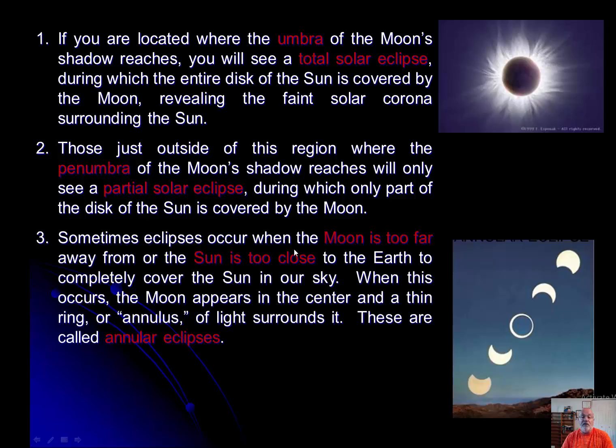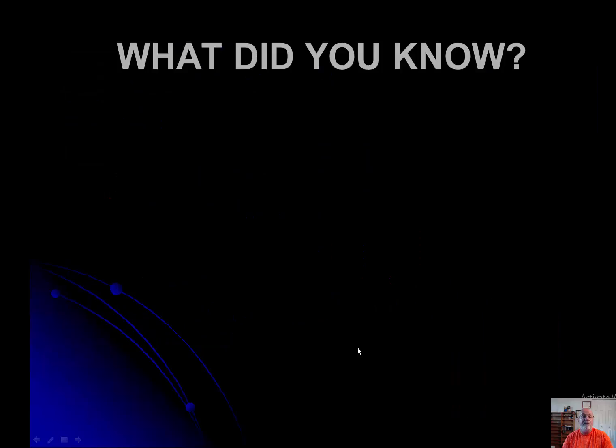For an annular eclipse, those just outside this region in the penumbra are going to see a partial eclipse. And sometimes the eclipse occurs when the moon is too far away, apogee, or the sun is too close, perihelion. And what happens, we get a bigger than normal sun, or we get a smaller than normal moon, and we get what's called an annular eclipse at that point.